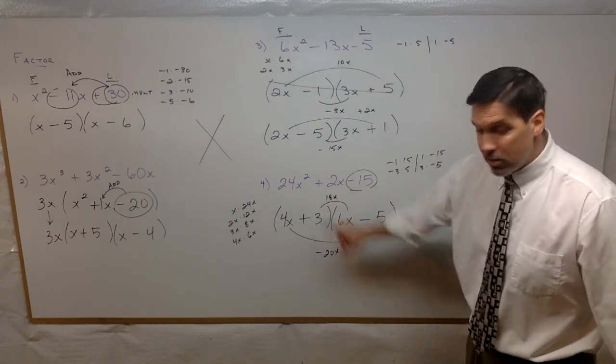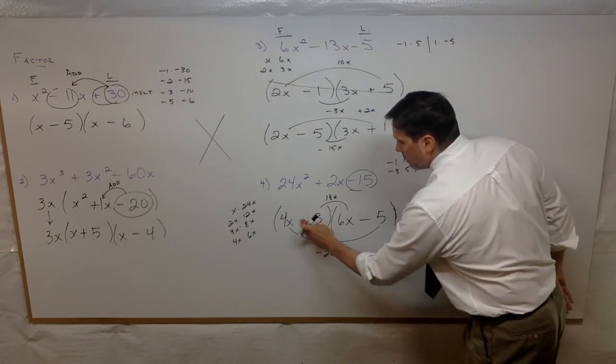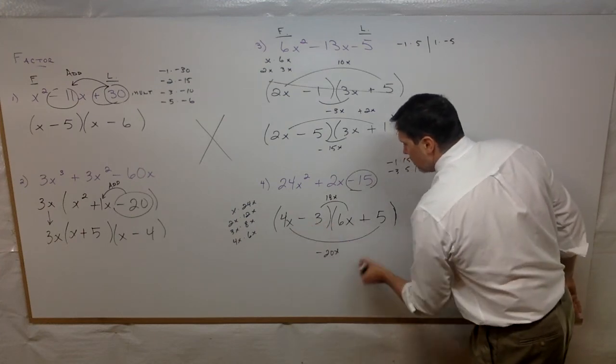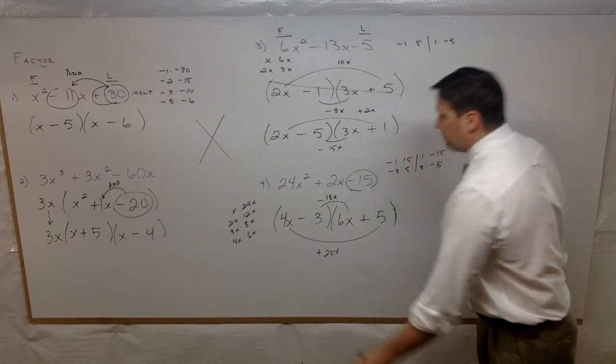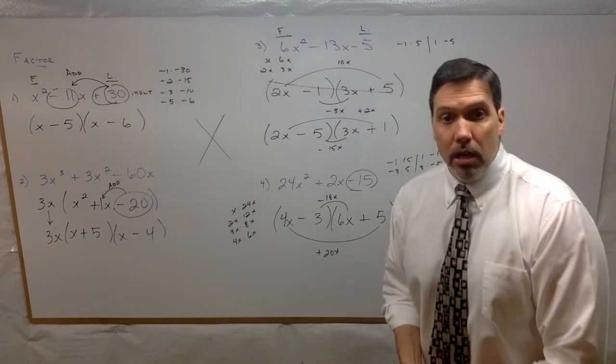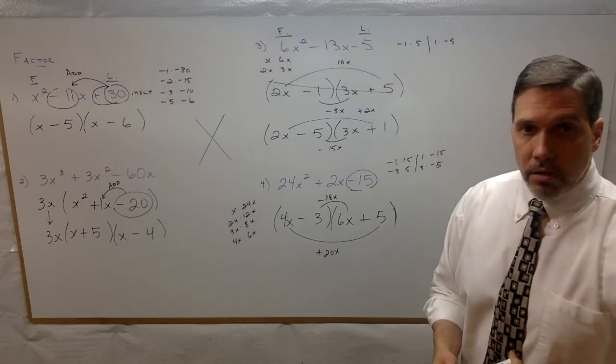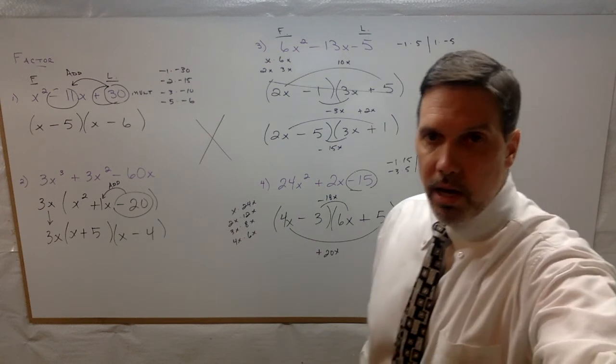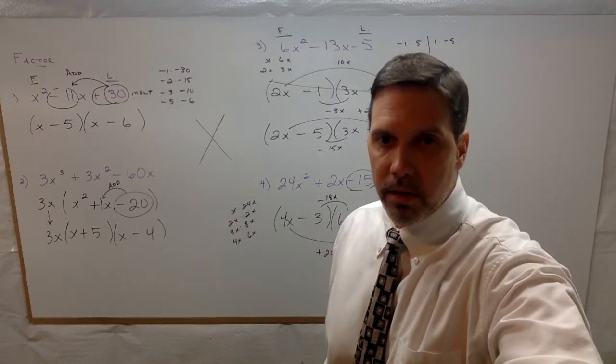I wanted a positive 2x, which means I only messed up the signs. All right, so that's negative 18. That's positive 20. And that's actually how it factors. All right, we'll practice more of these during class. They are the tougher ones.